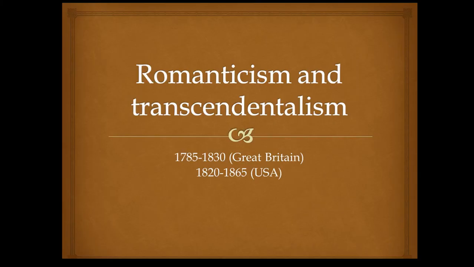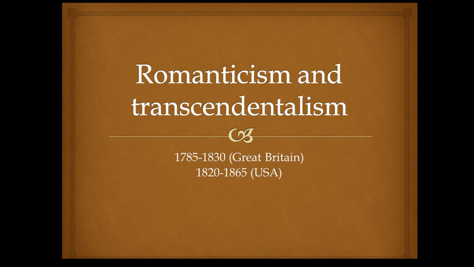Today, we are going to talk about Romanticism and Transcendentalism. A lot of isms. Anyway, starting with the years and where these isms occur, so to say. Now then, in 1785 up until 1830 in Great Britain, we have the literary period called Romanticism, and from about 1820 to 1865, we have a literary trend called Transcendentalism in the USA.